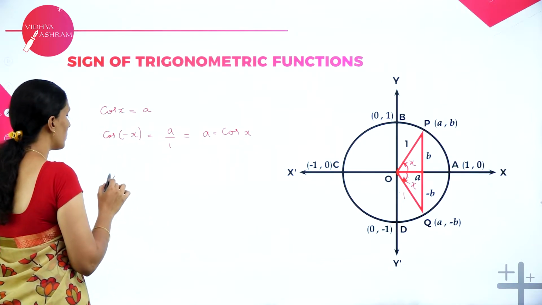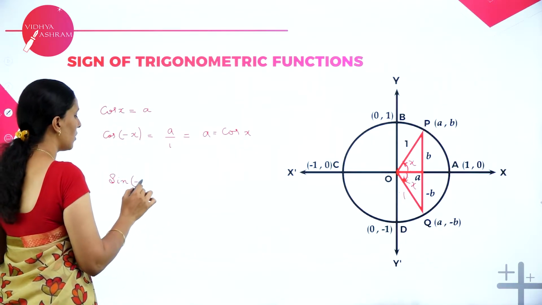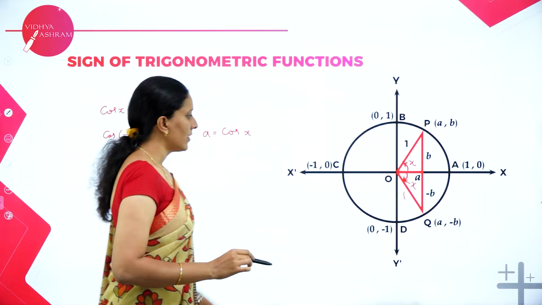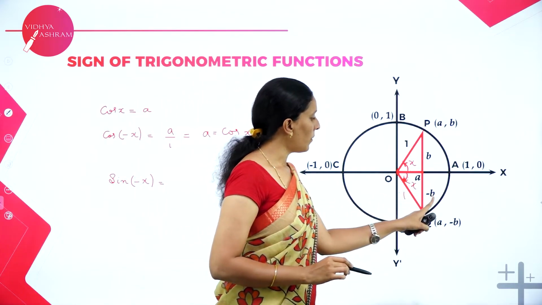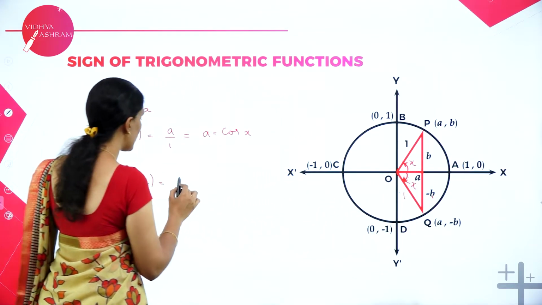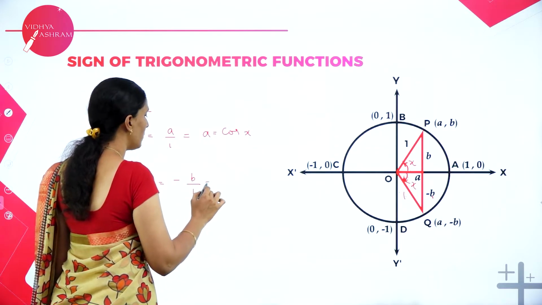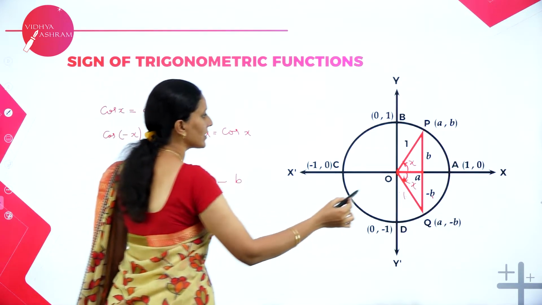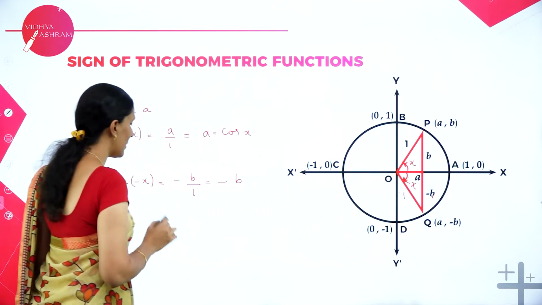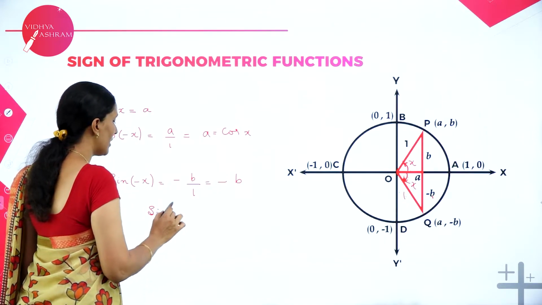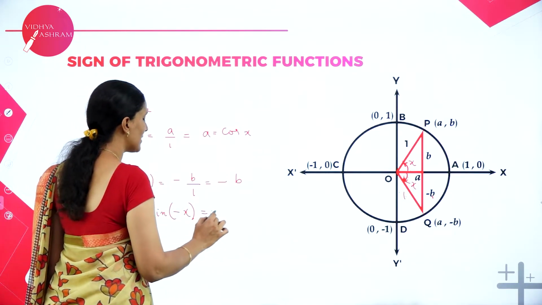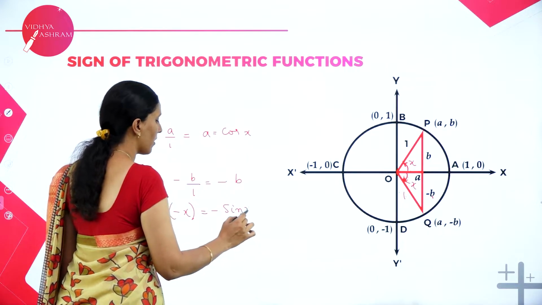But let me take sine of minus x. What is sine of minus x? Sine of minus x is opposite side by hypotenuse, which is minus b by 1, which can be written as minus b. But what is actually b? B is nothing but sin x. So therefore we will get sine of minus x as minus sin x.